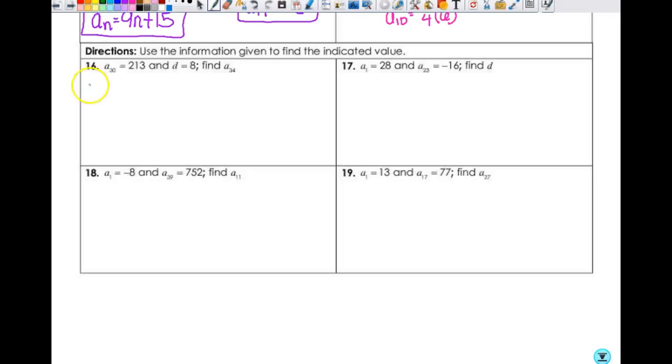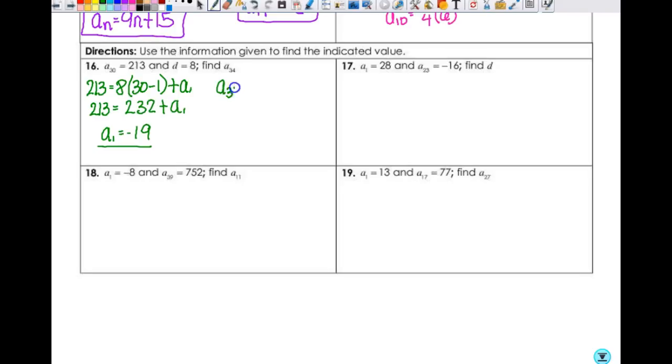So I can use A30, it's 213. That's equal to D, which is 8, times N minus 1, so that's 30 minus 1, plus A1. So this is going to give me 213 is equal to 8 times 29, so it's going to be 232 plus A1. So A1 is equal to negative 19. Okay, that's not my final answer because nobody asked me for A1. They asked me for A34.